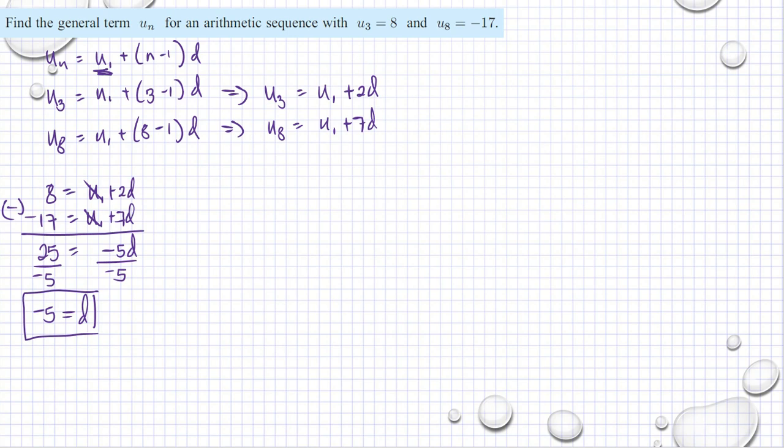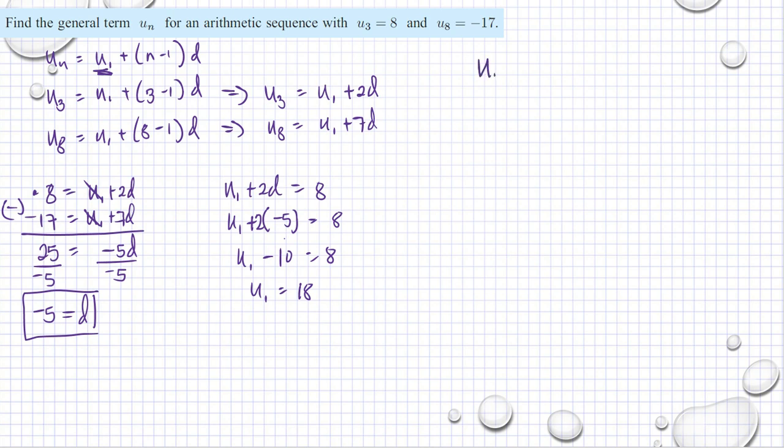So we can use once again this equation, u sub 1 plus 2d is equal to 8. And we have u sub 1 plus 2 times negative 5 is equal to 8. And u sub 1 minus 10 is equal to 8, and u sub 1 is equal to 18. So our u sub 1 is equal to 18.